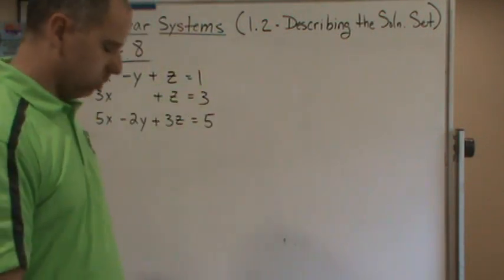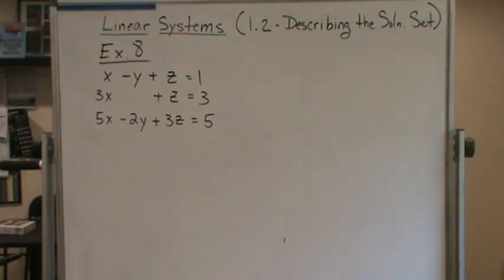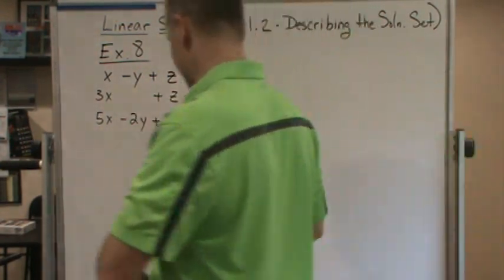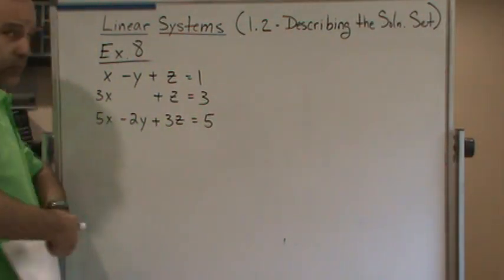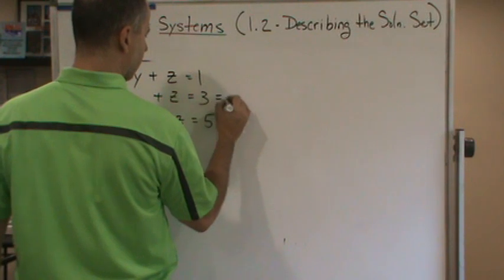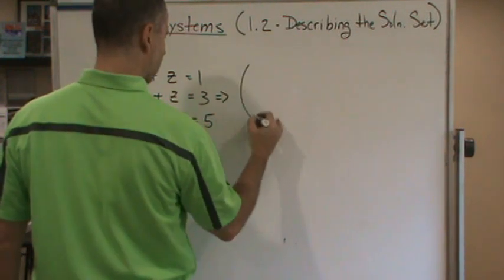Okay, here we go. Another example. So let's do the same thing with this one. I made sure that everything was correct. So we're going to put this as an augmented matrix. So we're going to write this, first of all, as the following.